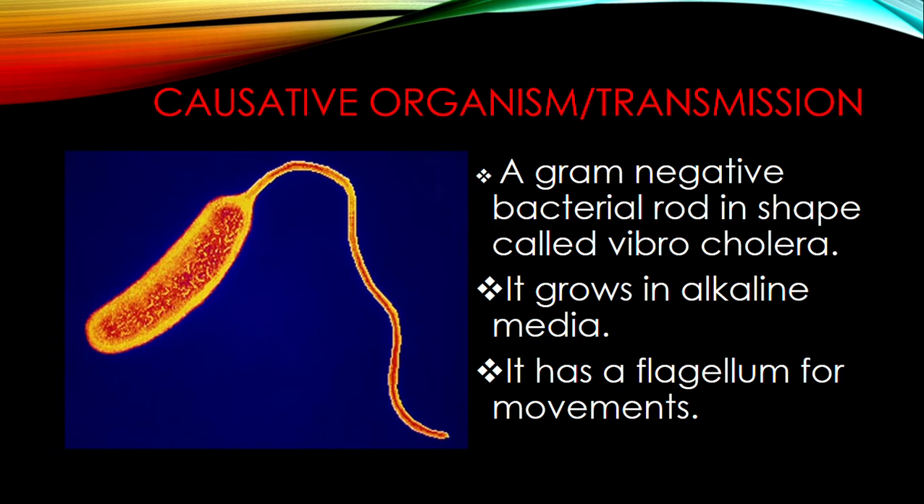It is a gram-negative. So Vibrio cholerae is a gram-negative bacteria which is rod-like in shape. As we can see, it's looking like a rod. Then it has got this flagellum which helps it for movement. Then it flourishes or it grows well in alkali media. That's why we said it cannot survive in acidic conditions of the stomach.